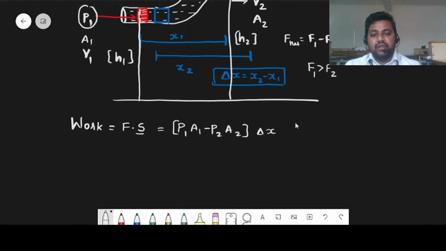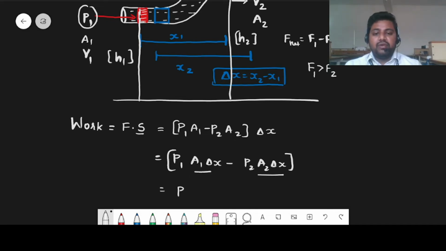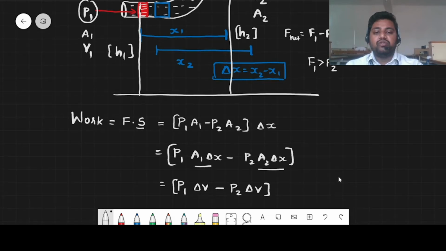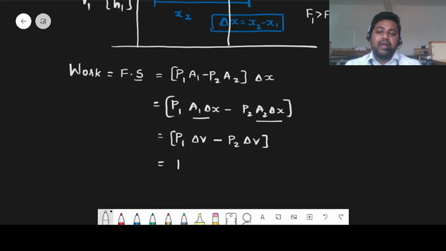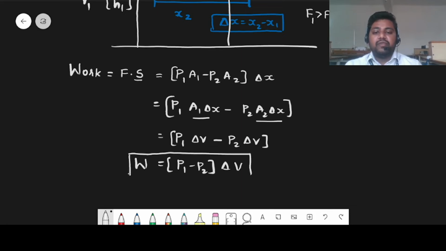If that is a condition, then you can write your work done equation as P1 into A1 into delta x minus P2 into A2 into delta x. Now, if the change in volume is constant, then you can write P1 into delta V minus P2 into delta V, because A2 into delta x is the change in volume, and A1 into delta x is also the change in volume. So you can write the work done as (P1 minus P2) into change in volume. So this is the formula for work done, the work done due to the pressure of that fluid.